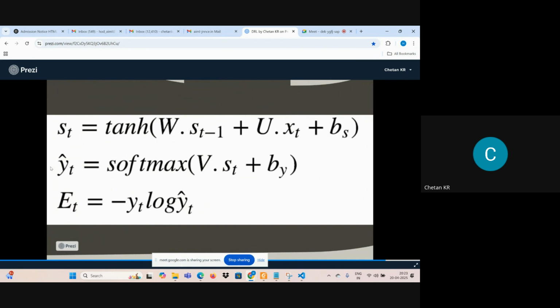To get the Y prediction YT from ST, it is V into ST plus its bias. On that you apply a function called softmax. You get a set of probabilities, and you find out which probability is higher by using softmax. Then how to get the error on that? It is minus YT into log Y cap T. It's not just Y minus YT, remember. It is minus actual YT into log of predicted. This is one standard mathematical way to get the error at the time T. These are all the mathematics behind it.